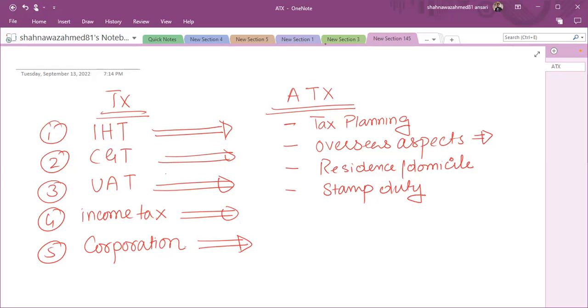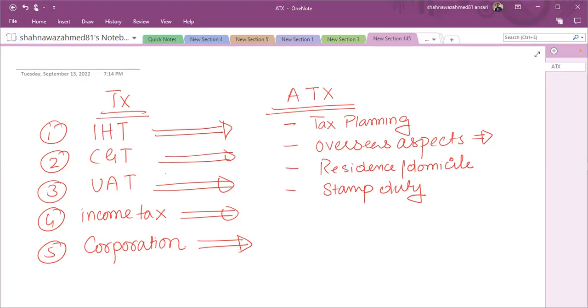The format of the paper is entirely different. In the TX exam, we have OTQs, we have MTQs, we have scenario-based questions, but in the ATX exam, we have all scenario-based questions, with more focus on theory and less focus on calculation.